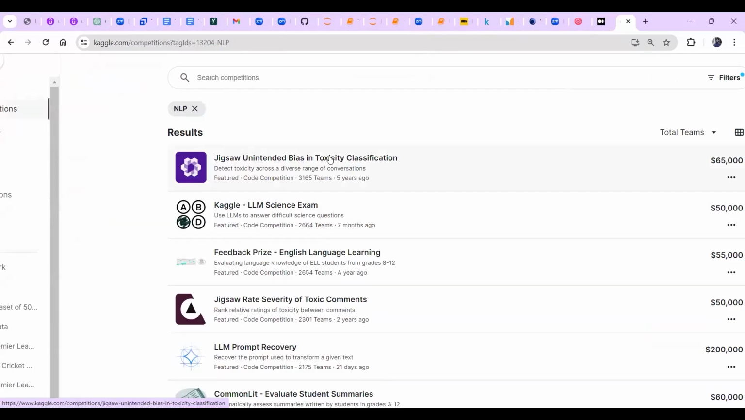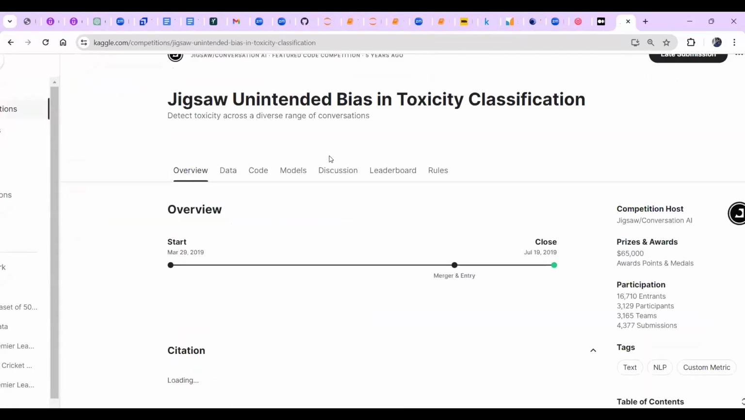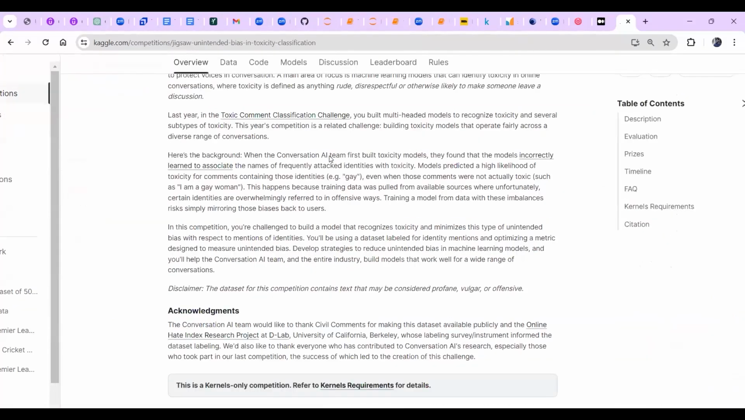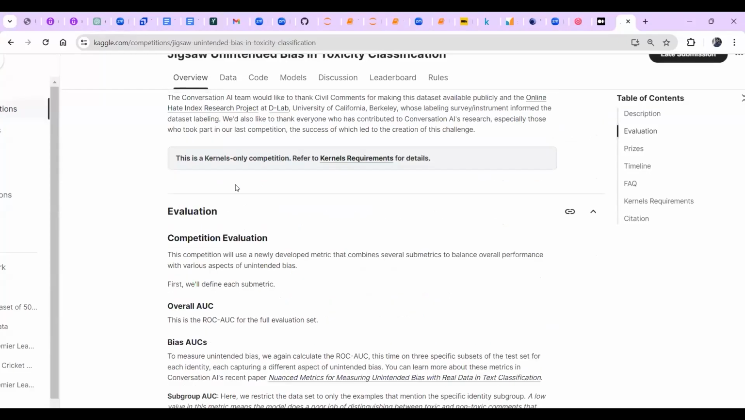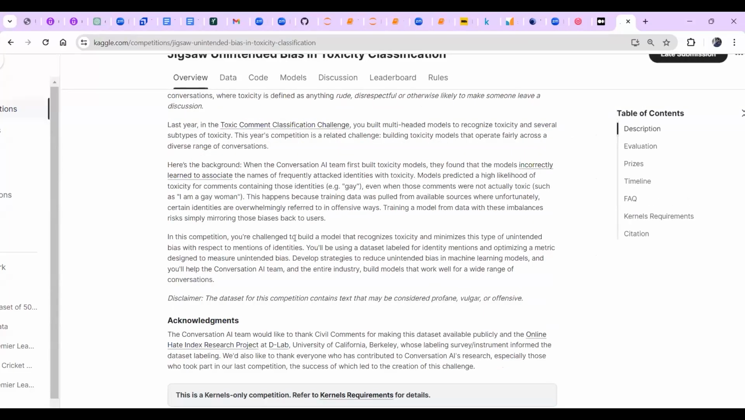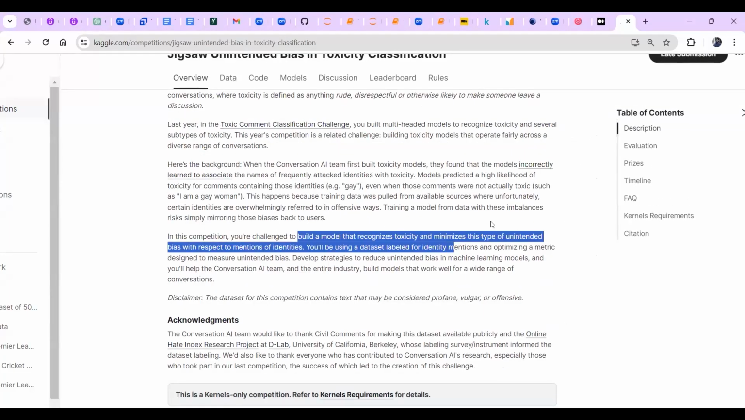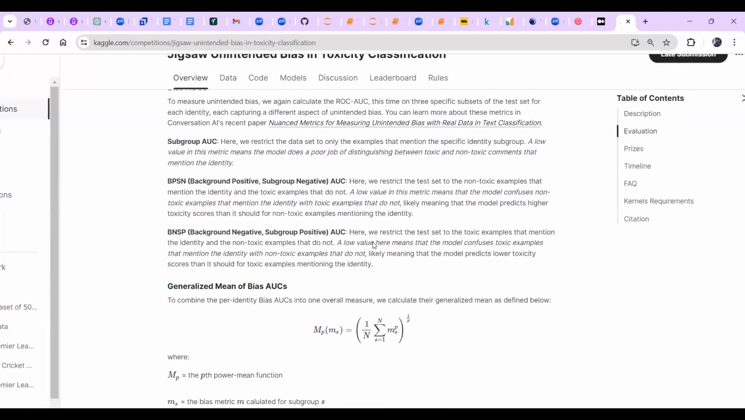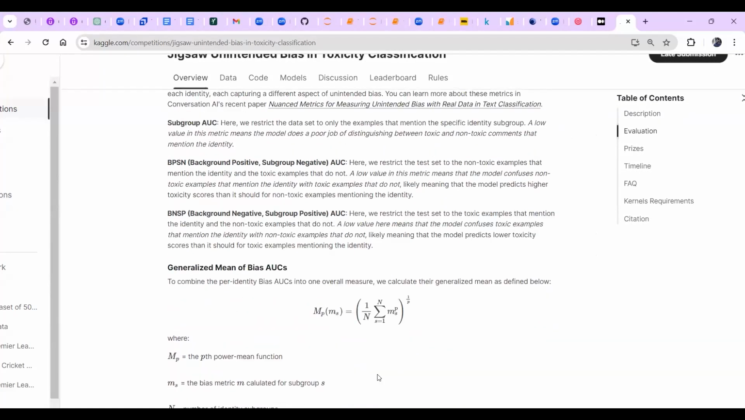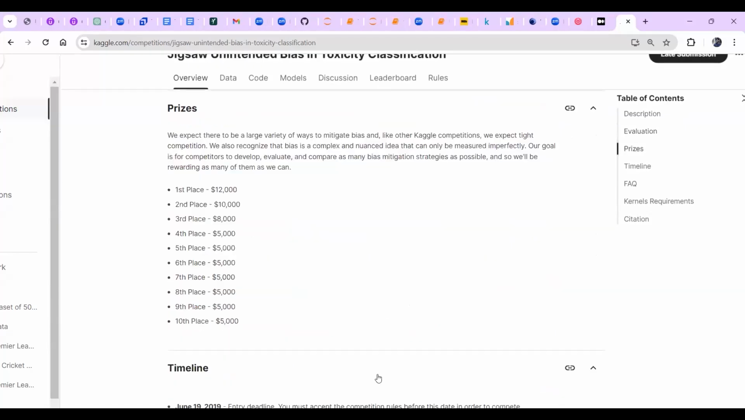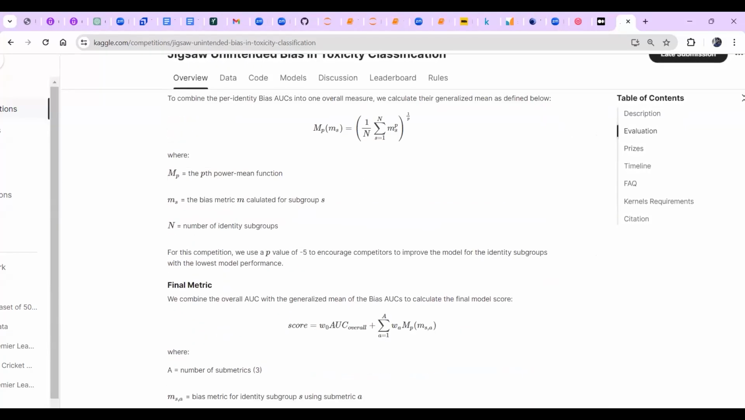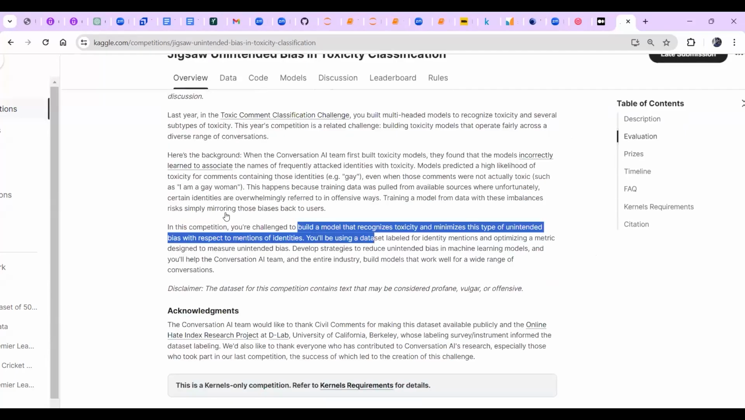For example, you can do this classification task, because we have learned classification, you know how to do this. You need to build a model that recognizes toxicity. That is fine. This is a little complex problem where you need to understand the evaluation metric, but still you can try this out. This will be a good project. A little complex, but you should be able to do it.